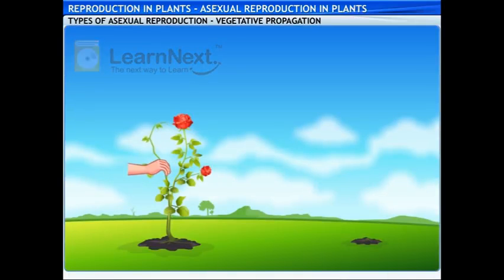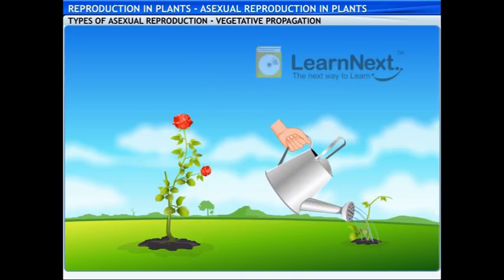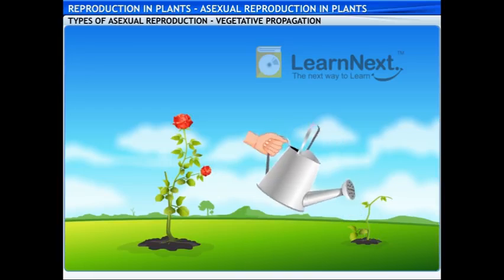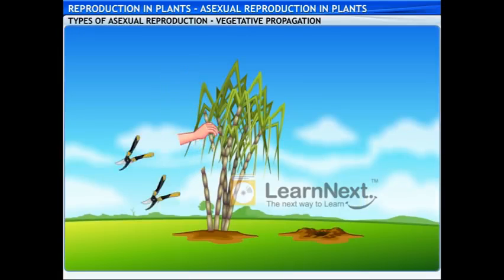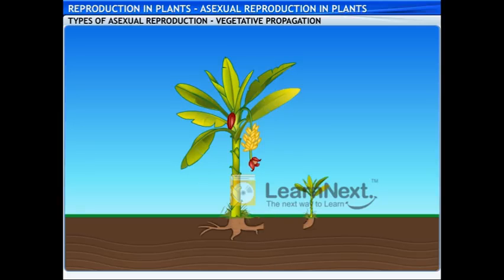The rose plant can be grown by cutting off a part of its stem with 2 or more nodes and planting it in the ground. A node is a part of the stem from where a leaf arises. This stem grows into a new rose plant. Plants using the vegetative method of propagation include sugarcane, banana, and grapes.